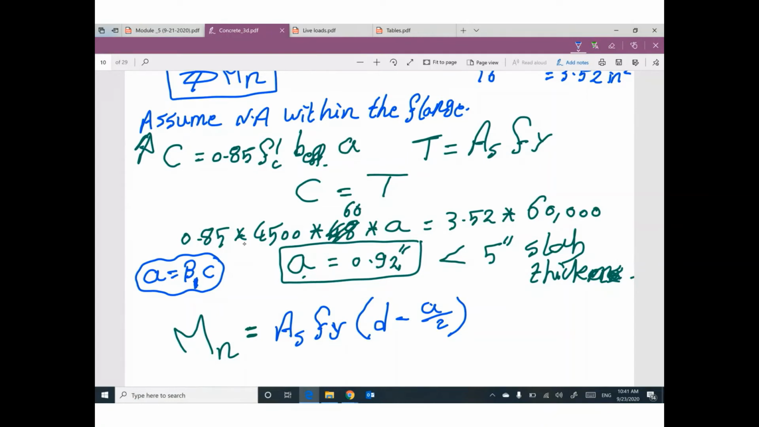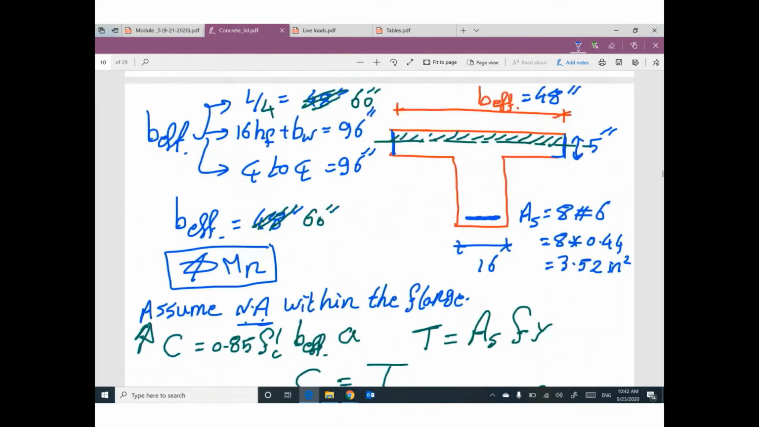I don't care about this equation right now. My concern is the value of A, the depth of the stress block, and to compare this value with the thickness. If this value is smaller than the thickness, you are right: your neutral axis, or your stress block, is within the flange. I know the depth of the neutral axis is C, but I don't care about the actual depth of the neutral axis. My concern is the depth of this stress block. I need this stress block to be within the flange.